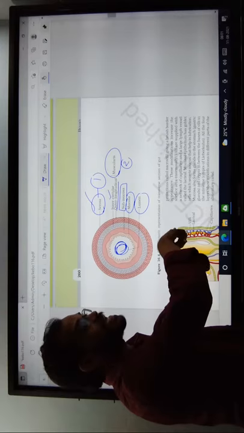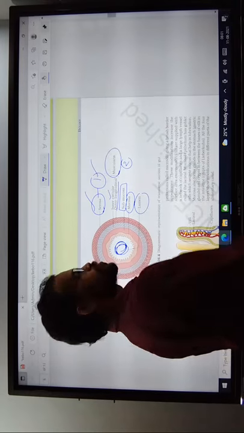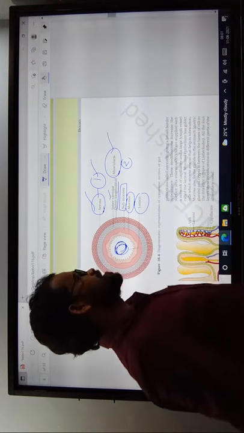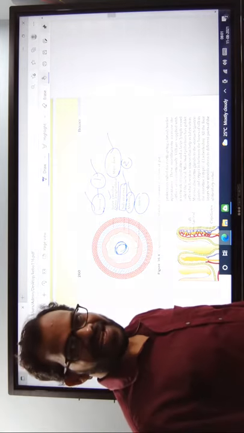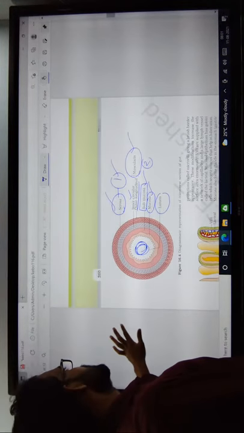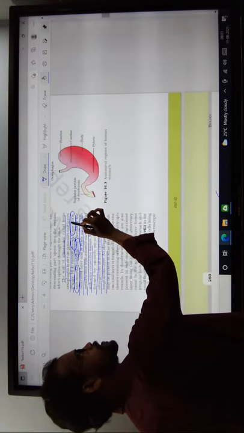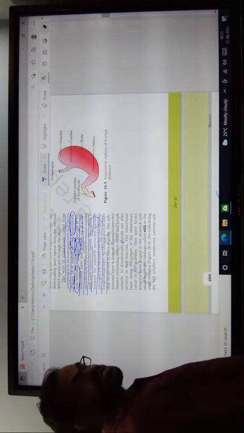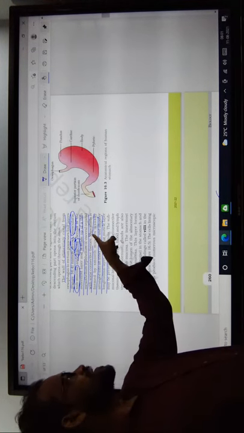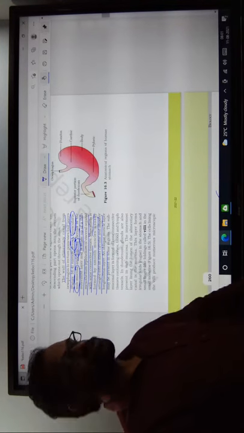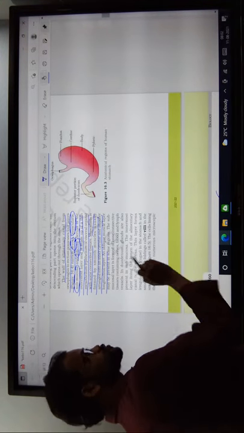How many layers are present in the wall of the alimentary canal? Four layers: serosa, muscularis, submucosa, mucosa. The serosa is the outermost layer, made up of thin mesothelium. The second layer is the muscularis. Outer is the longitudinal muscles, inner is the circular muscles.